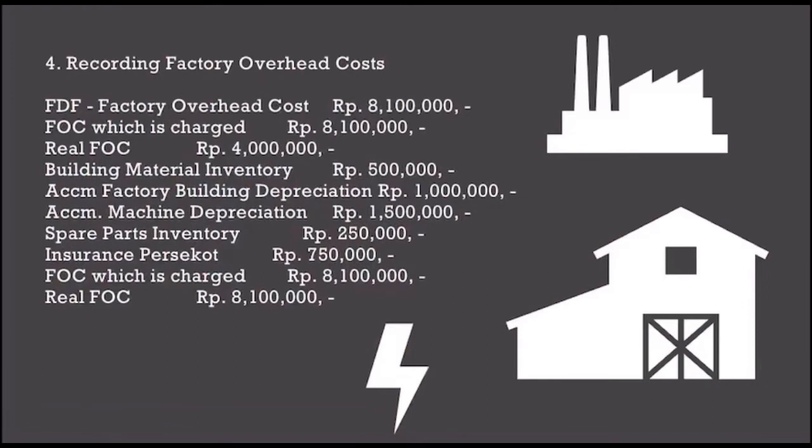And the fourth is recording factory overhead costs. Factory depreciation fees that have a factory overhead cost means in number 8,100,000 rupiah, and factory overhead cost which is charged with the same number, and the real factory overhead cost number with 4 million, and building material inventory have a number of 500 rupiah, and then accumulated factory building depreciation with number 1 million, and machine depreciation with number 1,500,000 rupiah, and spare parts inventory with number 2,050 rupiah, insurance payable with 750 rupiah, and factory overhead cost which is charged with the same number, and also the real factory overhead cost with number 8,100,000 rupiah.